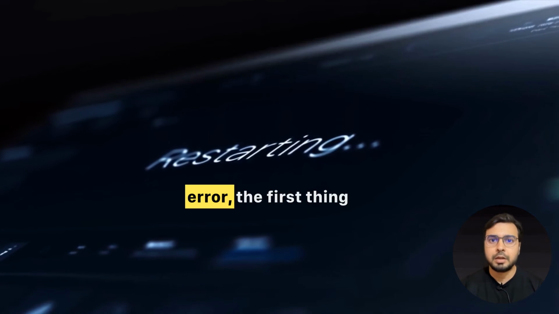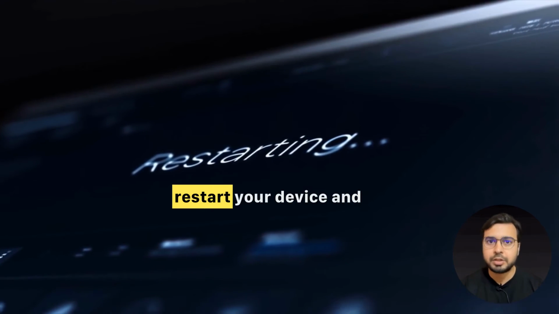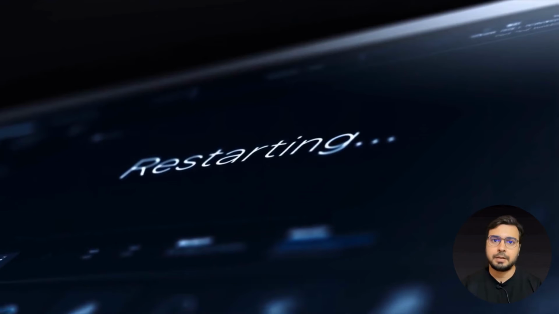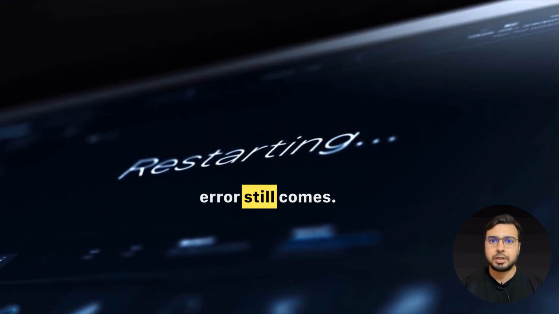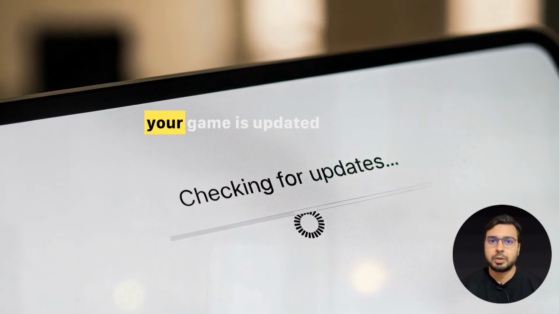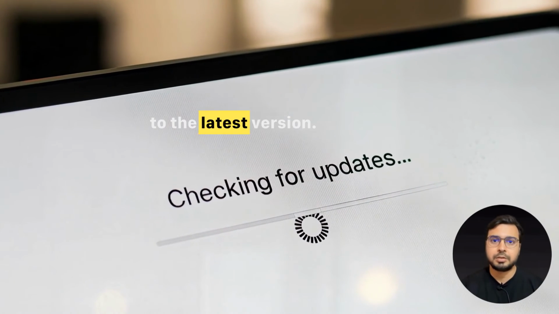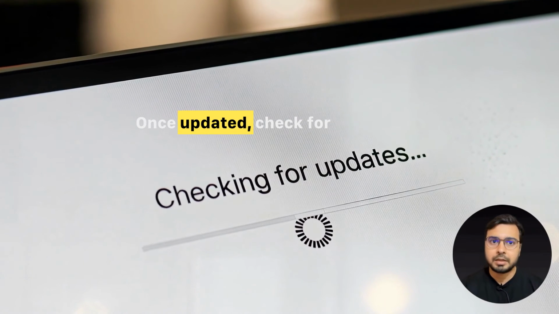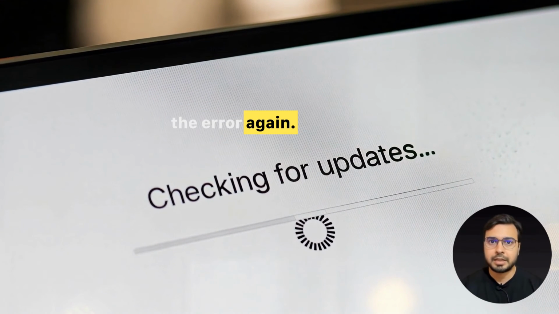To deal with the error, the first thing we suggest is to restart your device and try again. Then check if the error still comes. If the error still comes, make sure that your game is updated to the latest version. Once updated, check for the error again.